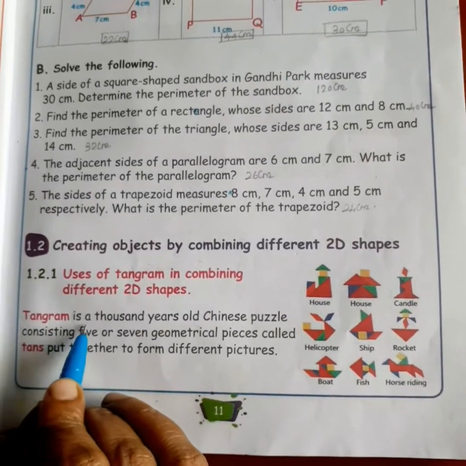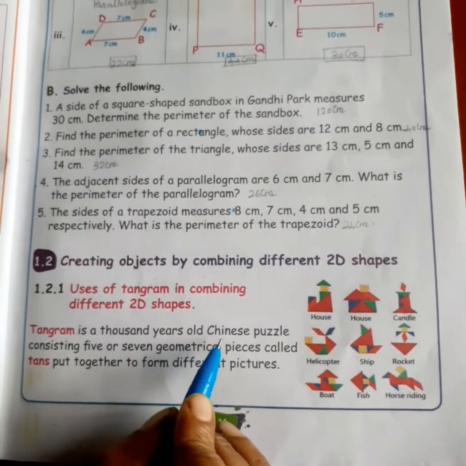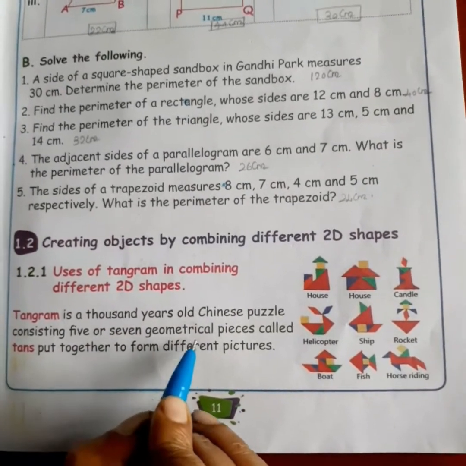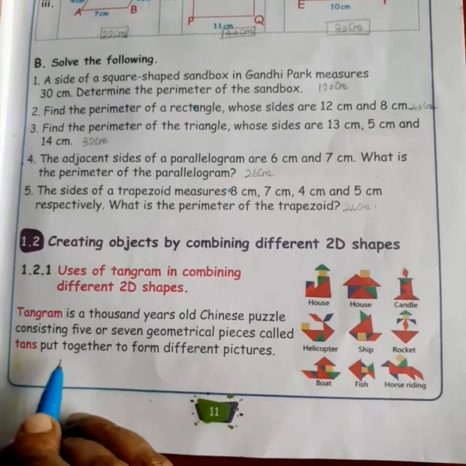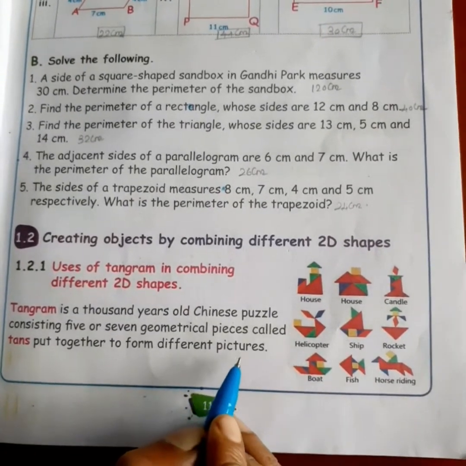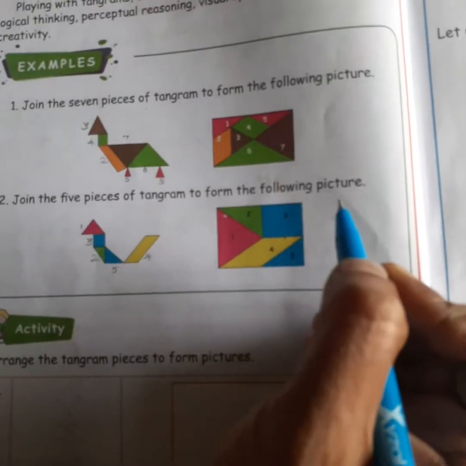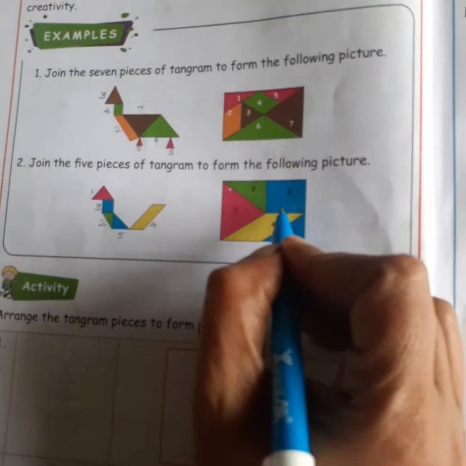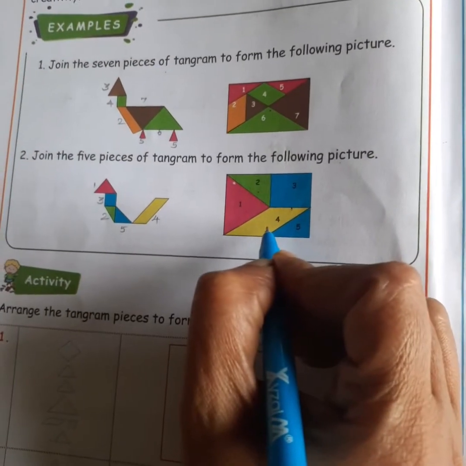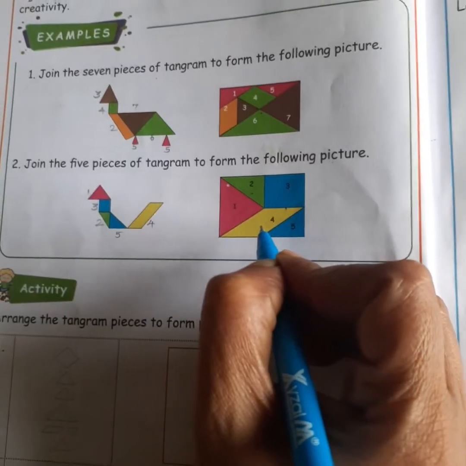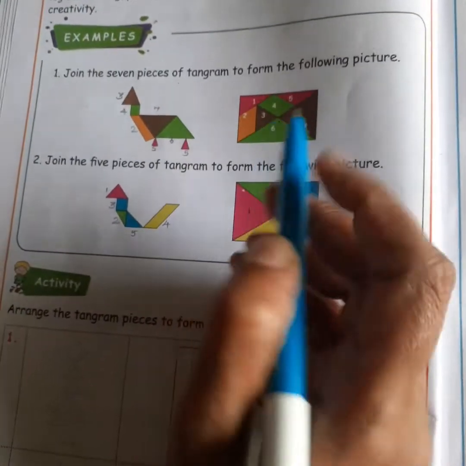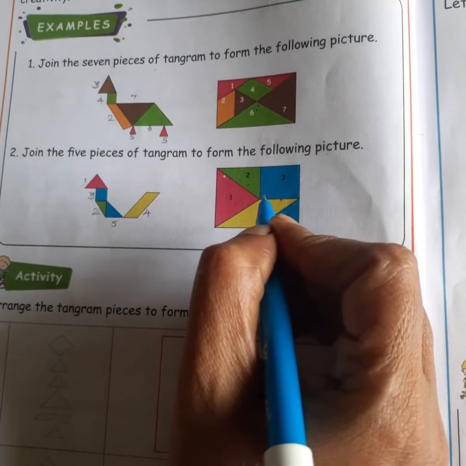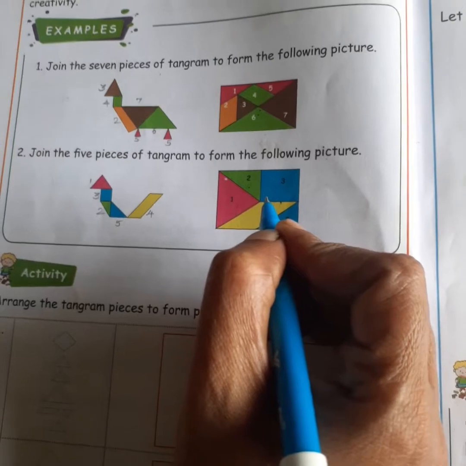Tangram. Tangram is a 1000 years old Chinese puzzle consisting of 5 or 7 geometrical pieces called tans, put together to form different pictures. What is tangram? Tangram is the Chinese puzzle. It is made up of square, triangle and parallelogram. It is divided into 7 pieces or 5 pieces. So one piece will be a parallelogram, one square, and having 5 triangles.